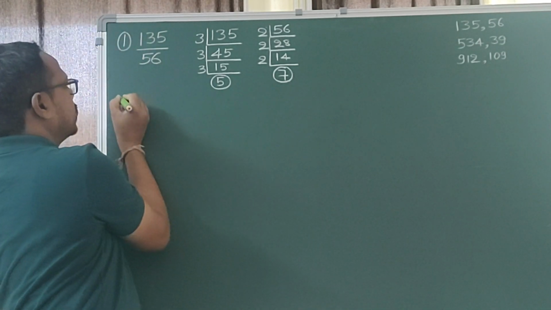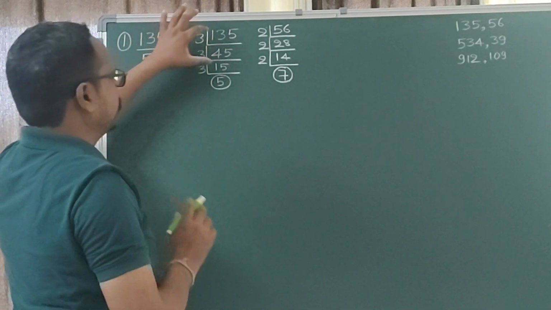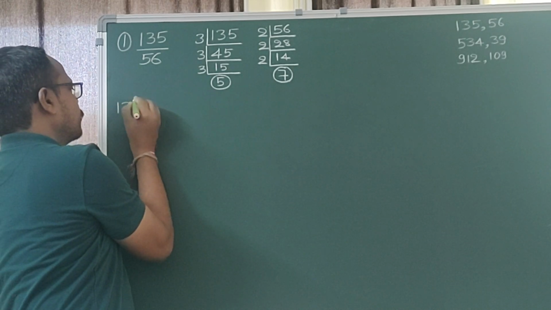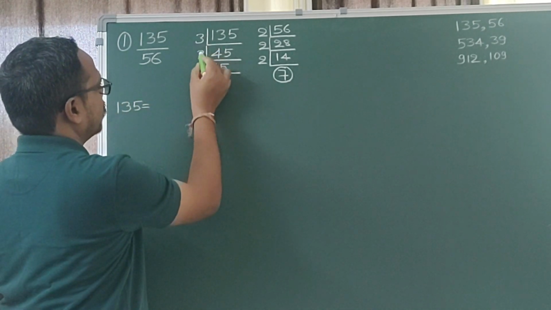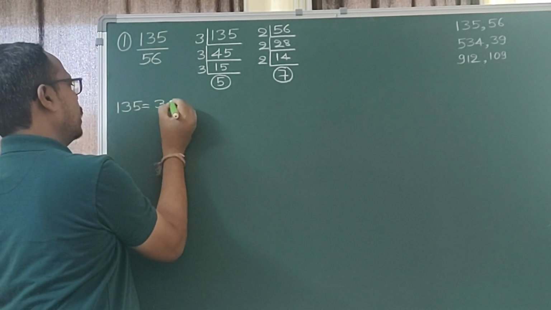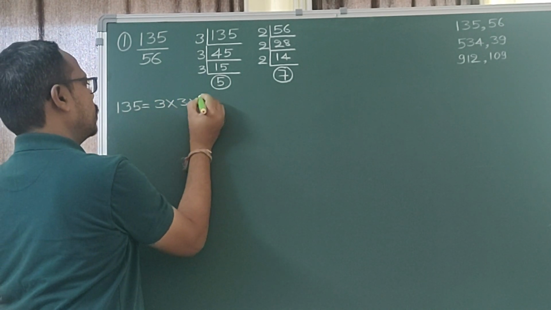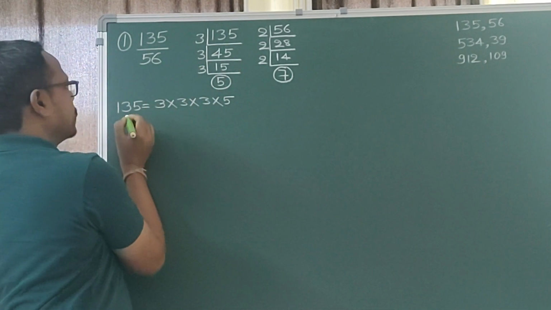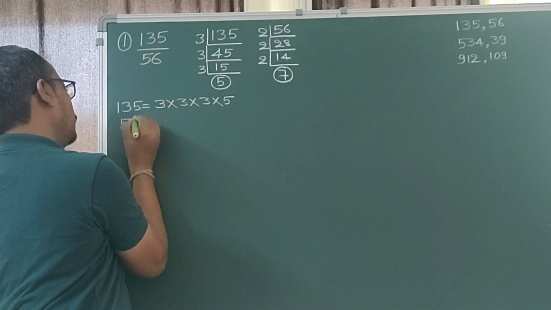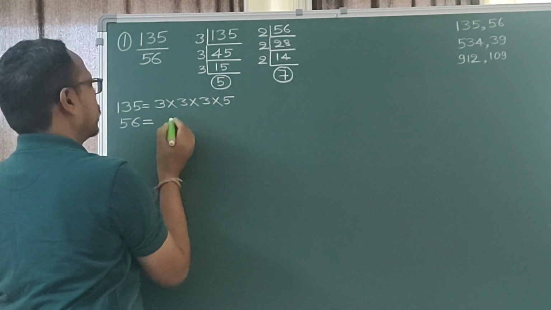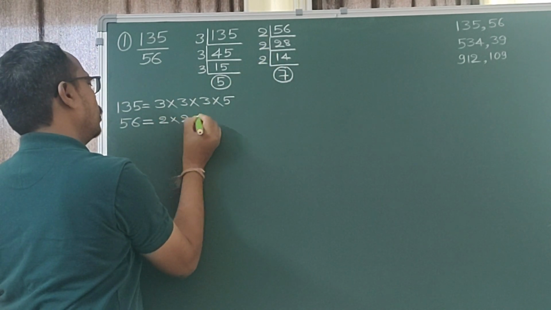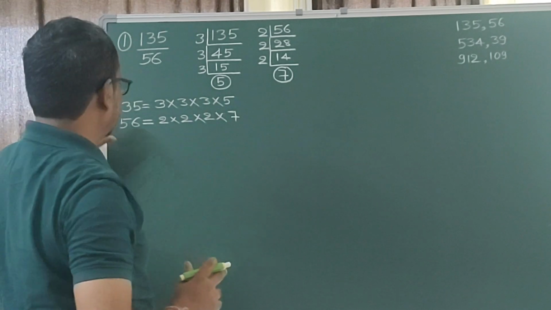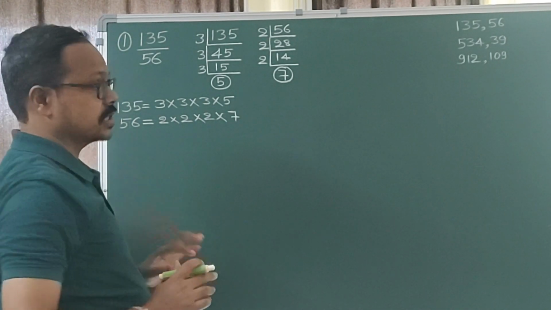So now let us write 135 in terms of its prime factors. We are prime factorizing, right? 135 is equal to 3 into 3 into 3 into 5. And similarly, 56 we can also write in terms of its prime factors: 2 into 2 into 2 into 7. So now let us see, do you see any common factor between 135 and 56 other than 1?